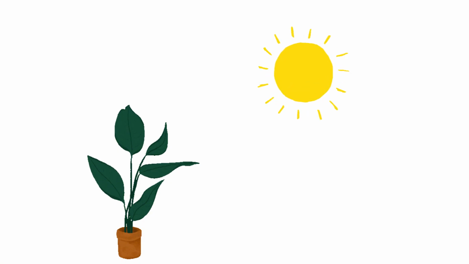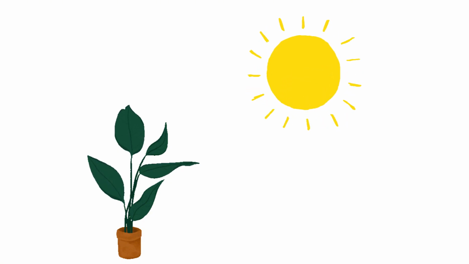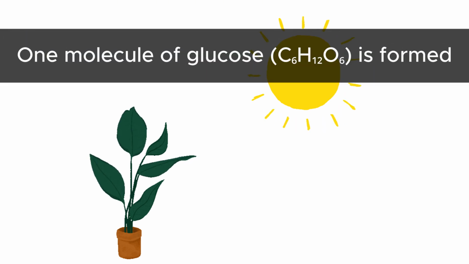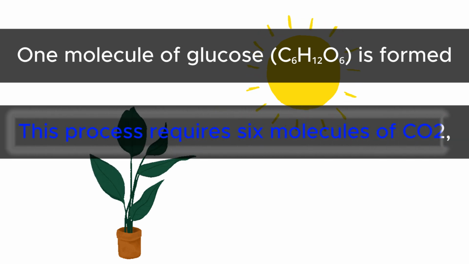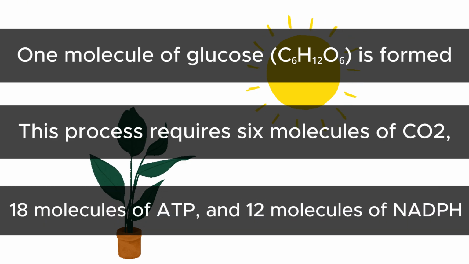Final output of the dark reactions. After multiple turns of the Calvin cycle, one molecule of glucose is formed. This process requires 6 molecules of carbon dioxide, 18 molecules of ATP, and 12 molecules of NADPH.